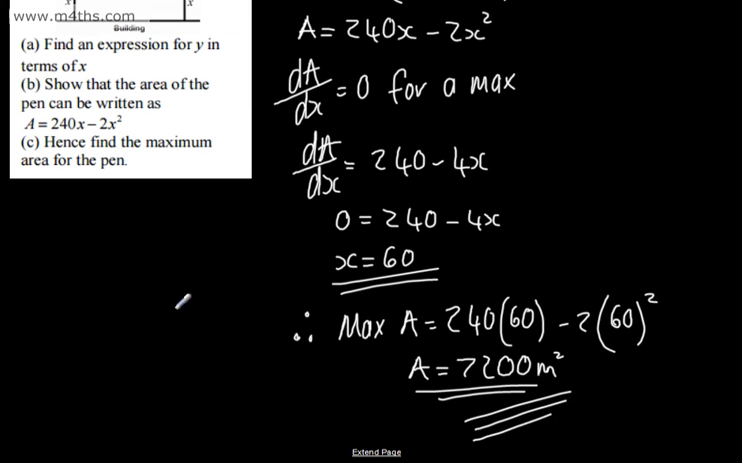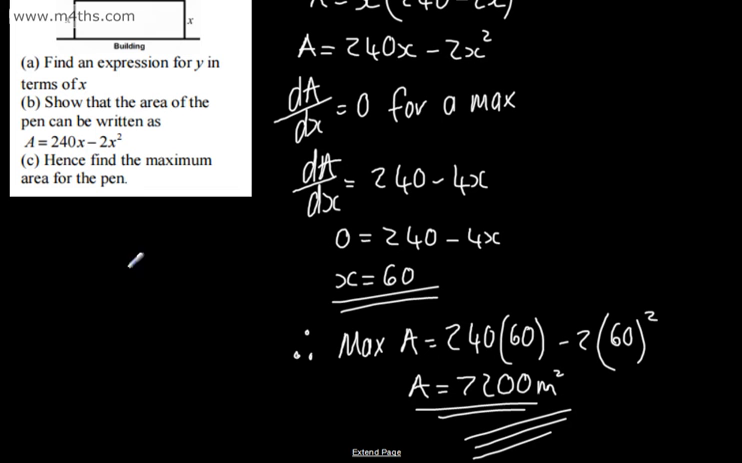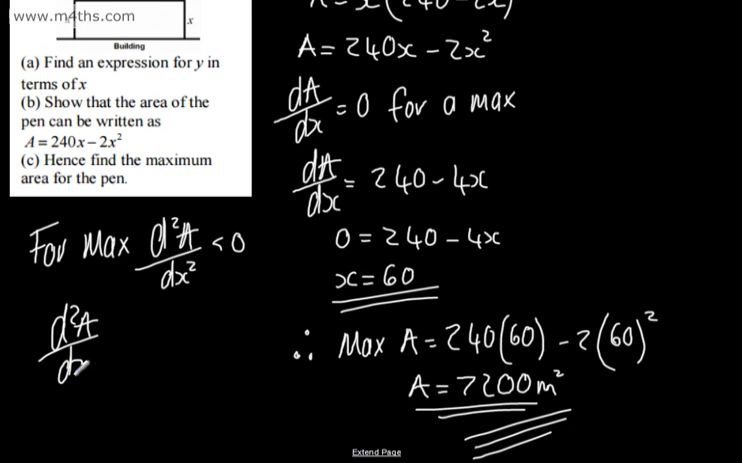Now, if we were asked to prove that this was the maximum, we could do it by simply drawing a graph. But if this wasn't a quadratic function, we could say now for max, and we've seen this before, the second derivative, in this particular case d2A by dx squared, will be less than 0. So for my expression for d2A by dx squared, all we need to do is differentiate this once again. 240 will be 0, then we'll have negative 4, therefore now it's a max.